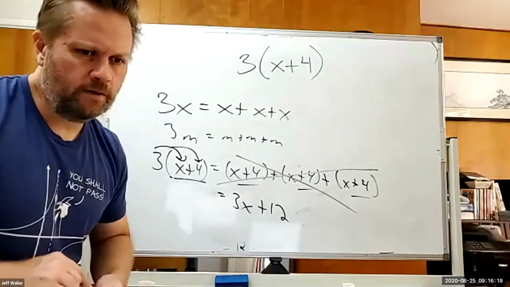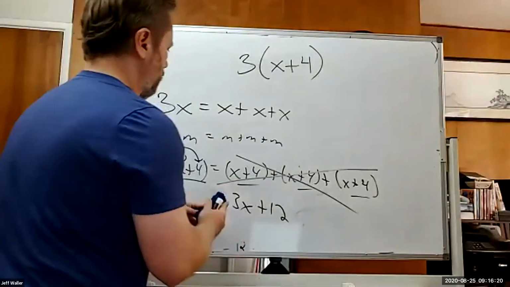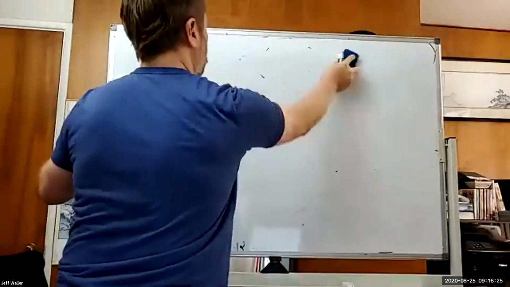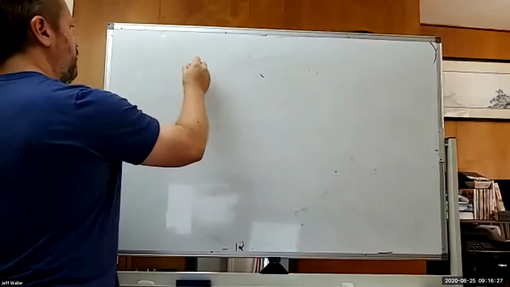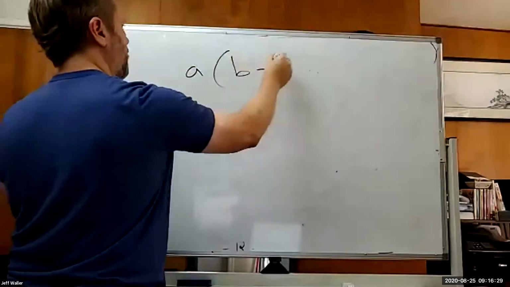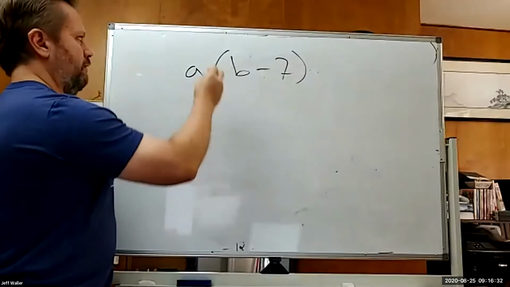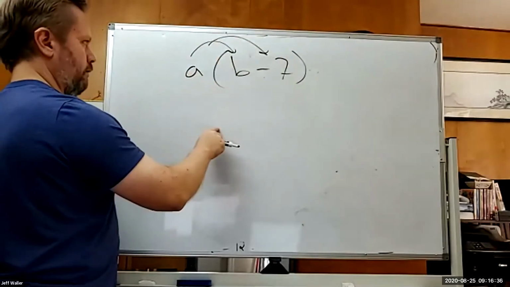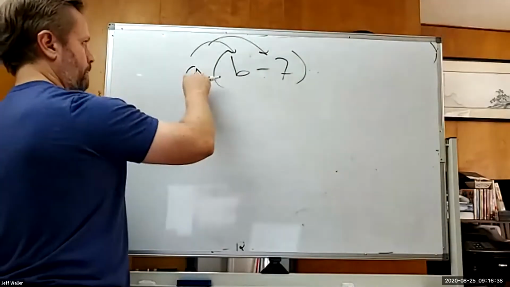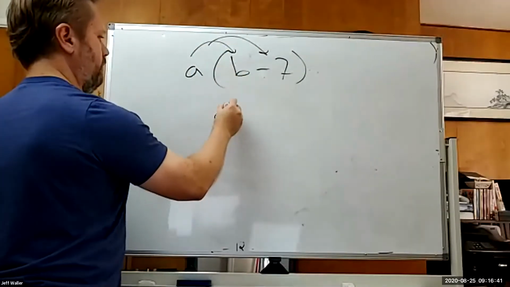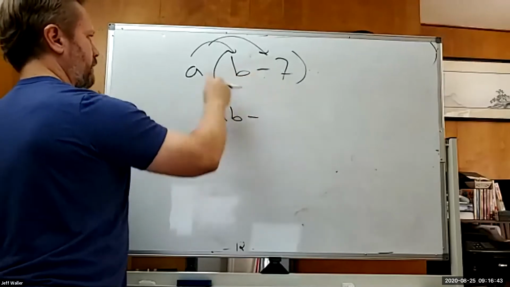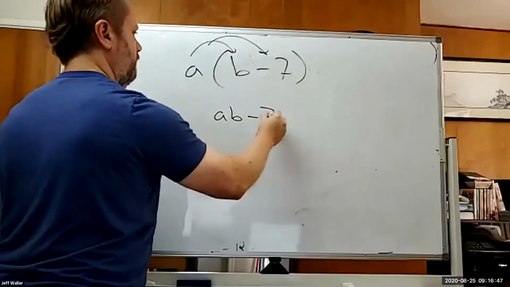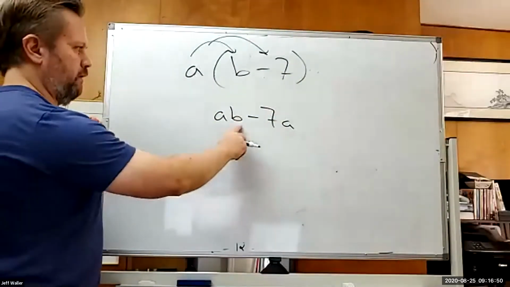Yes. So for example, let me show you a straight up problem without all the explanation. If I had this, A times B minus 7, distribute. So it would be A times B, so AB, minus 7A. Do you see the B and the 7?